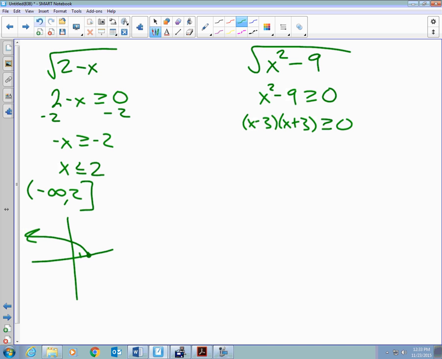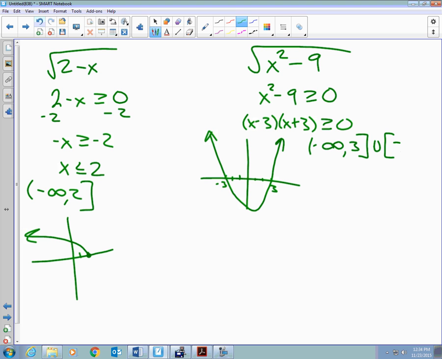Now, I know what the graph looks like because we're really good at graphing in this class. So a -3 and +3, and it goes up because it's positive. See, we've just taught about quadratics. You guys know all that stuff. So where is it positive? Right?